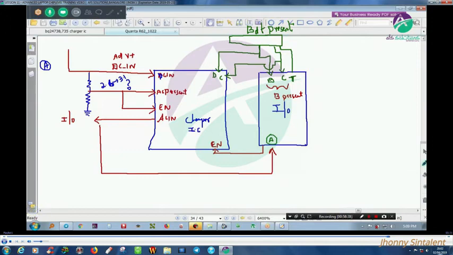Once this information is released, my charger IC will start charging my battery, and this voltage will go to my battery. So this is my B plus. Understood? One step I have told you. Clear here? Up till here clear?